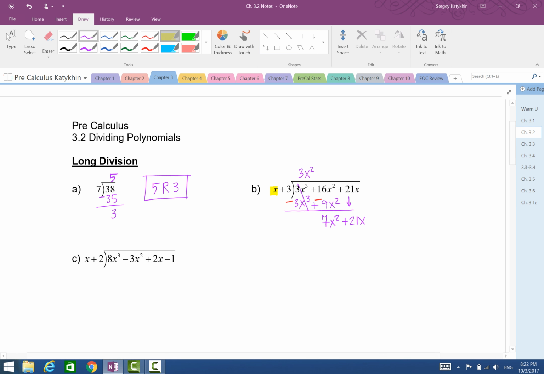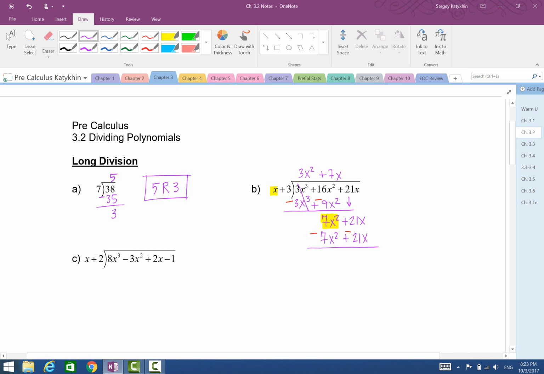So now I'm going to look at that beginning term again and ask myself, what do I have to multiply x by to get 7x squared? Hopefully by now you're realizing that it's going to be positive 7x, because 7x times x is going to be positive 7x squared. Again, I want to match that first term. From there, I would multiply my second term, which would be 7x times 3, which gives me positive 21x. Now remember, just like in regular division, we're going to do the opposite of what's in there. So it's positive here, we're going to subtract them, and we get the following.